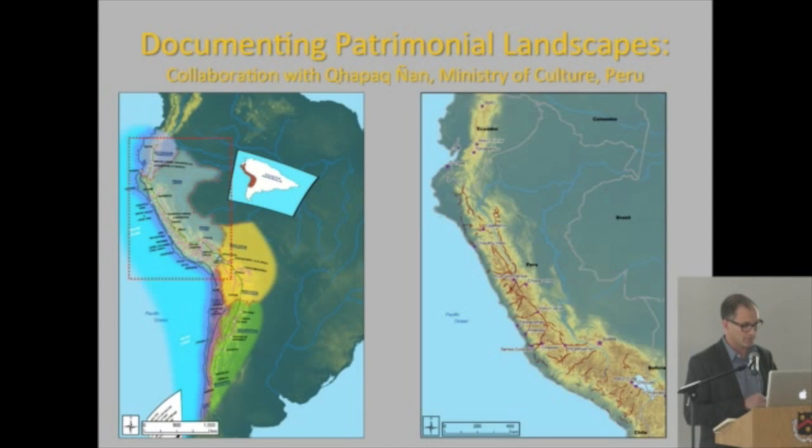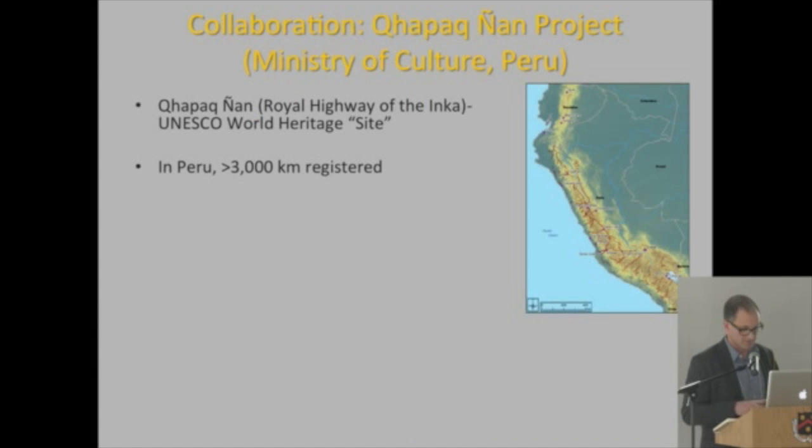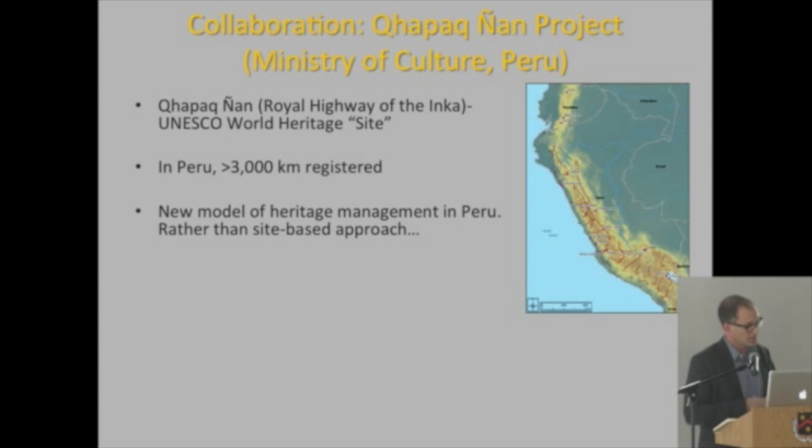Within that, Peru is the core of this, as the core of the Inca Empire. The Capacñan project over the last decade or so has documented something like 3,000 kilometers in the field of the Capacñan network. That map on the right is the basemap that they produced. So, 3,000 kilometers registered. And with that, the current director of that project, Giancarlo Marconi, one of the co-authors of this paper, is trying to approach this from a new model of heritage management.